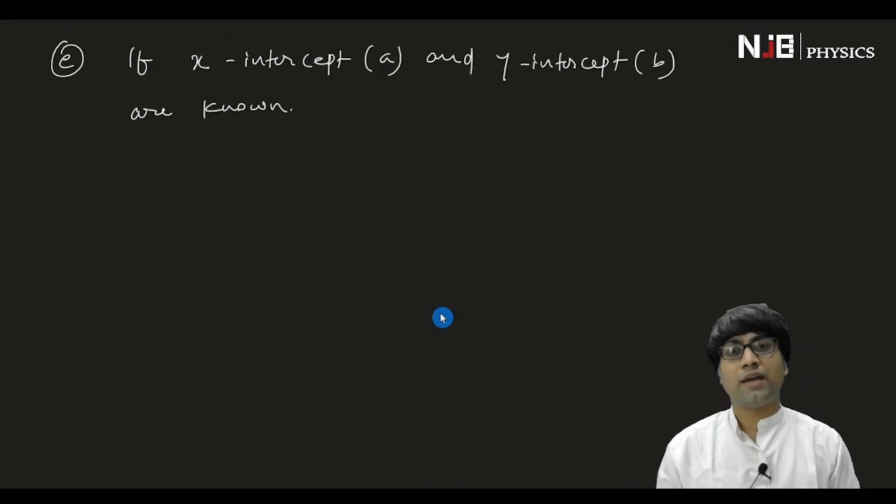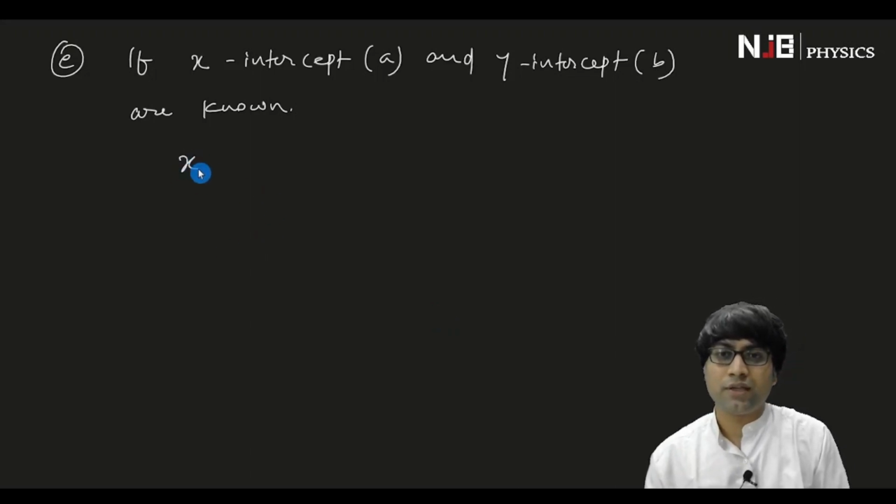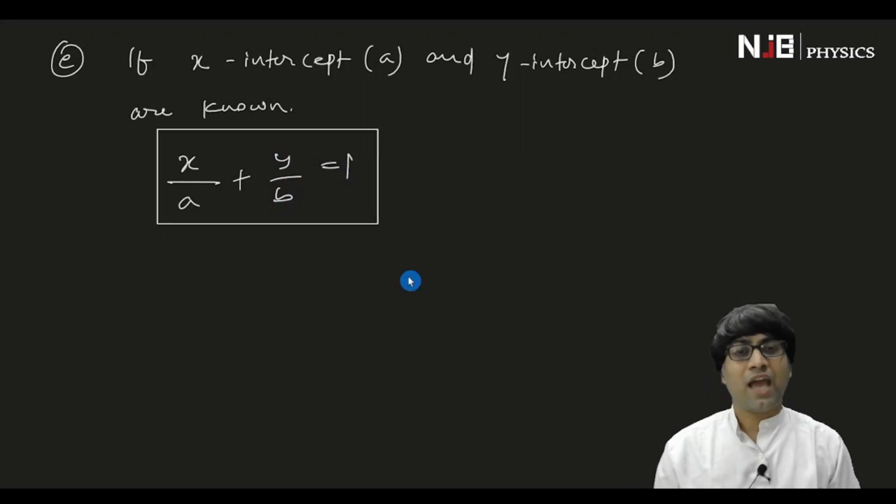Now let's have a look at the last situation, in which the x-intercept and y-intercept are known to us. We know quite easily that it is going to be x by a plus y by b equal to 1. So we can be in one of the 5 situations that we have just talked about. If we are in any one of these 5 situations and we are supposed to write the equation of a straight line for some reason, then we can make use of these results which we have just written over here.